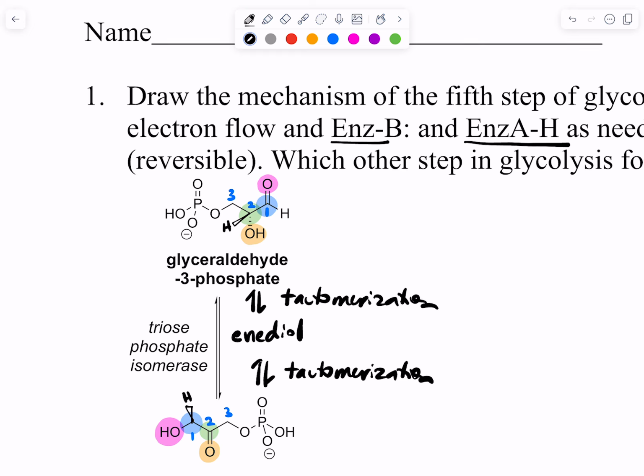So, I guess maybe I should have made this clear. I want you to start with dihydroxyacetone phosphate and go to glyceraldehyde. That would have been helpful to know. If you did it backwards, that's fine.